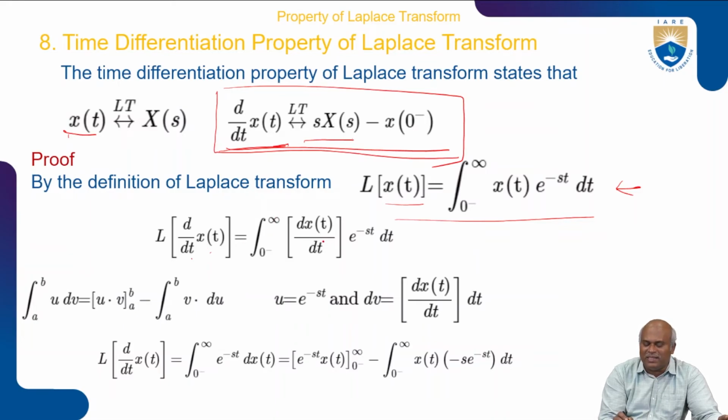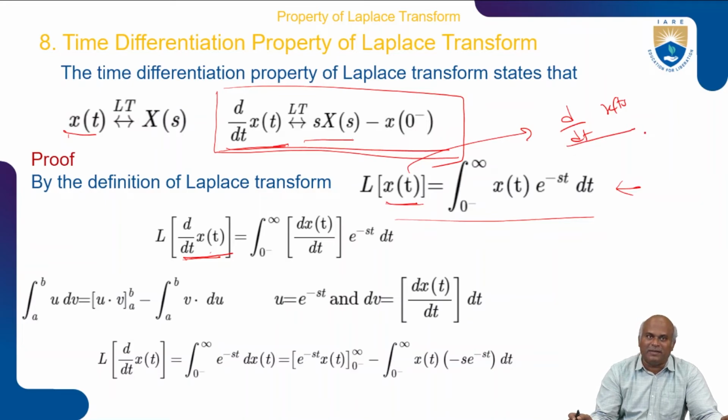Where the t is present, I apply the first differentiation. Instead of x(t), I should apply the first differentiation here. So in terms of x(t), I should apply dx(t)/dt e^(-st) dt. This is common; the integration is also represented as common.